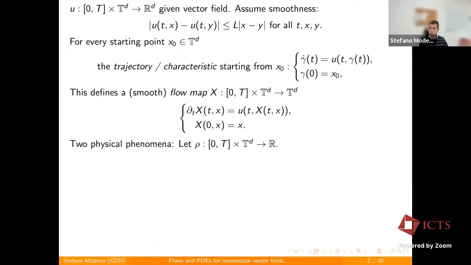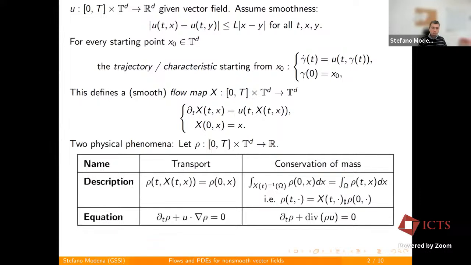So let's say that we have a function rho, function of time and space with values in R, some scalar function. And then we want to use this function to describe two different physical phenomena that in principle have nothing to do with each other. So the first one is what we can call the transport. So in this first column of the table, the transport, what does it mean?